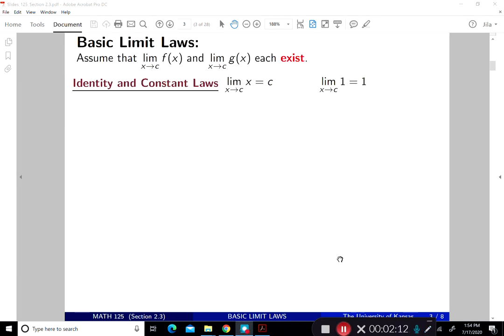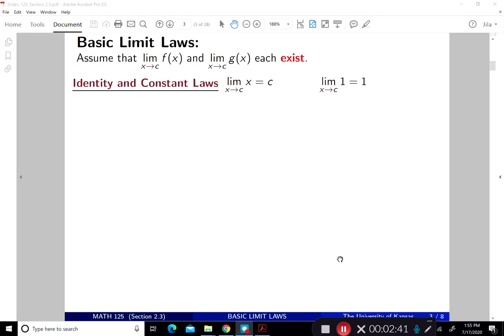So we start with basic limit laws. And so we need assumptions. Assume that the limit as x approaches c of f of x and the limit as x approaches c of g of x each exist. The first law is the identity and constant laws. And that is the limit as x approaches c of x equal to c.